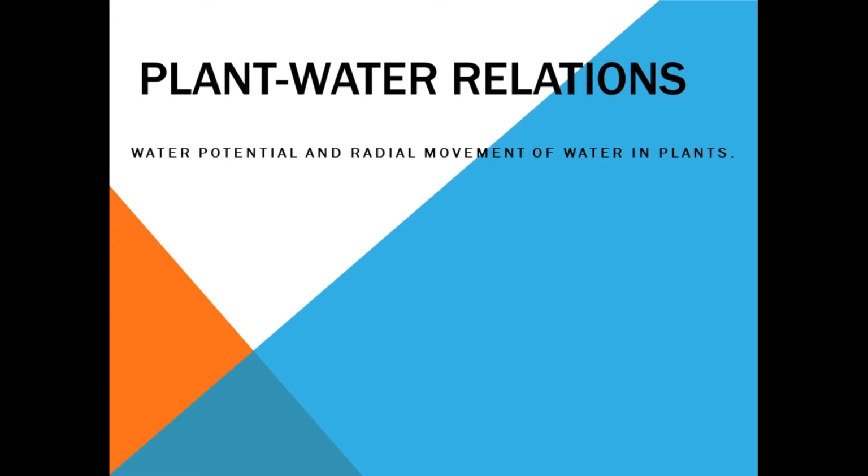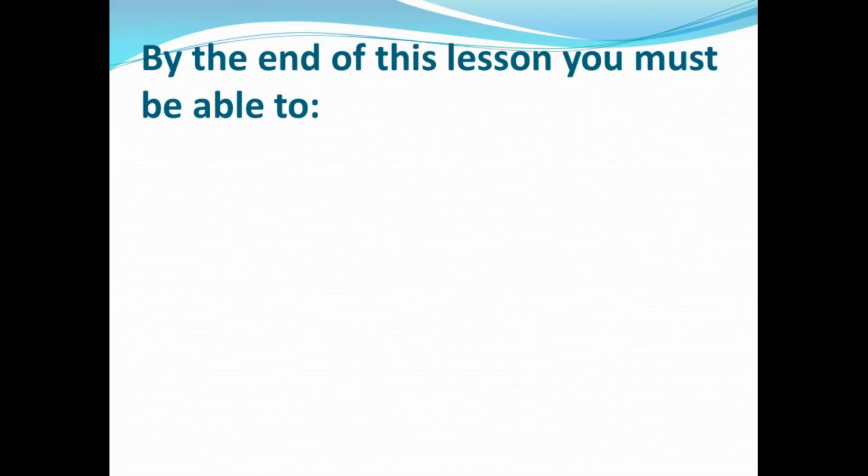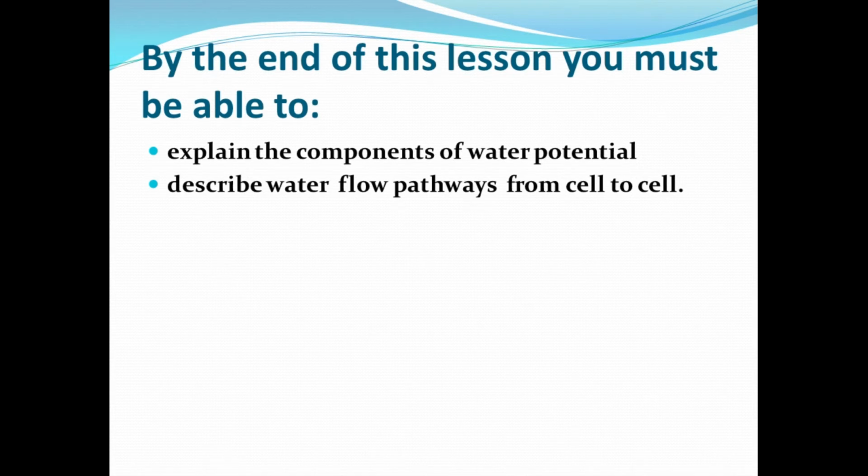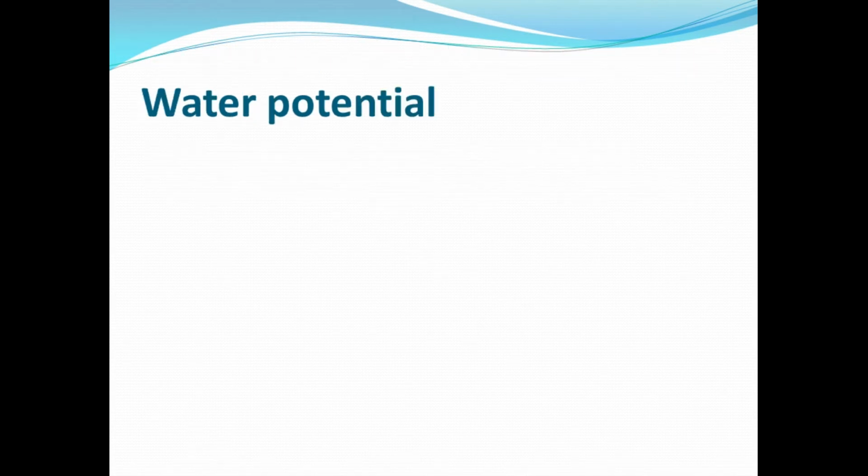In today's lesson we are going to look at water potential and radial movement of water in plants. By the end of this lesson you must be able to explain the components of water potential and also to describe water flow pathways from cell to cell in plants. Let's take a look at water potential.